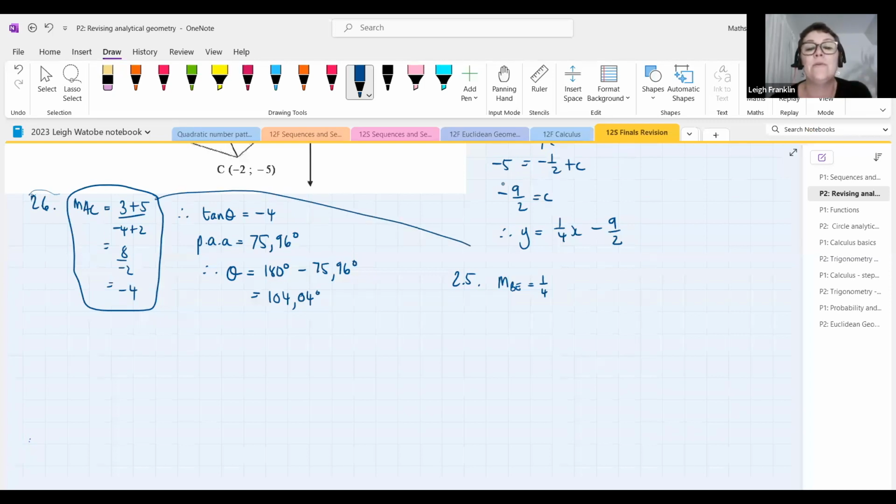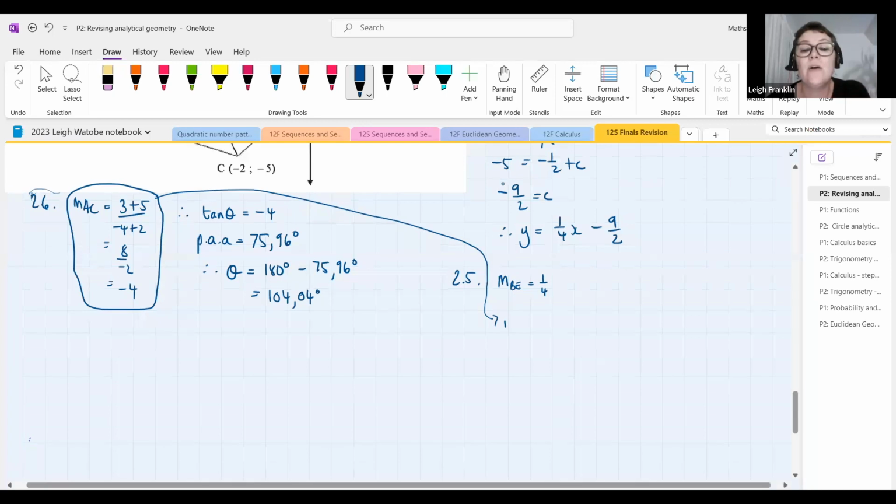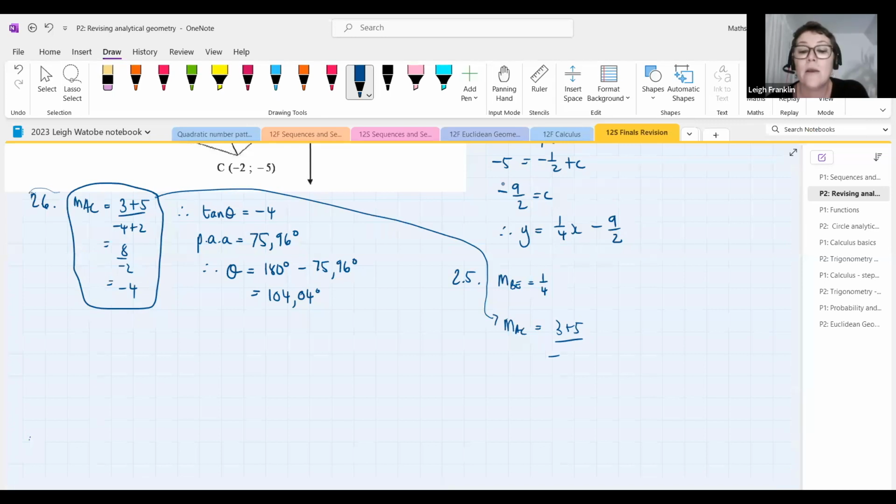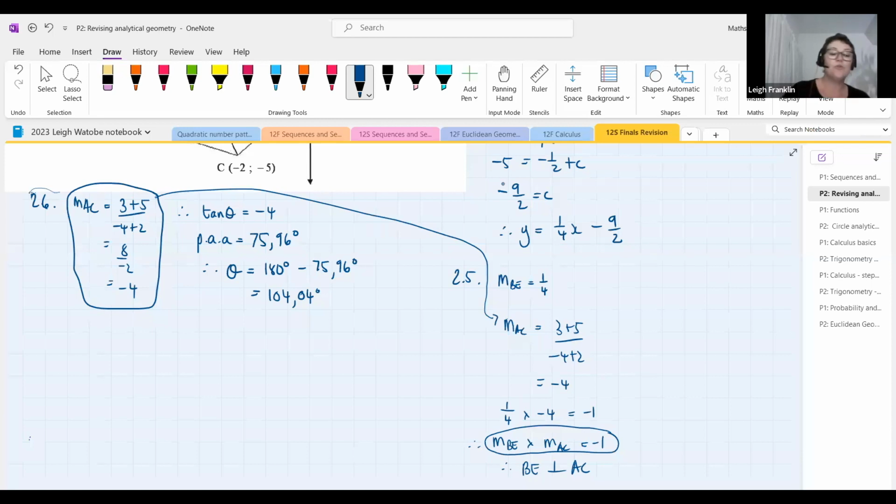So this should have been done over here. So I would have calculated the gradient of line AC, and I would have got -4. And then what you're supposed to do is say 1/4 times -4 equals -1. So that means that the gradient of BE times the gradient of AC equals -1. Therefore, BE is perpendicular to AC. You do not write this first. Okay, a lot of students make the mistake, and that's the first thing that they write on the page. That's what you're trying to prove. Okay, it's not what you must start by writing.